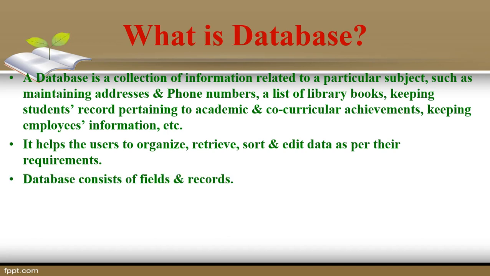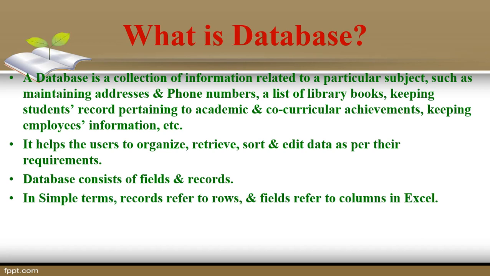A database consists of fields and records. In one database there are two things, fields and records. In simple terms, a record refers to a row and a field refers to a column. In Excel you all know that there are columns and rows. Columns are labeled with alphabets and rows with numbers. Whatever you write in columns is called a field, and whatever you write in rows is called a record. Clear everyone? So a database consists of two things, fields and records.